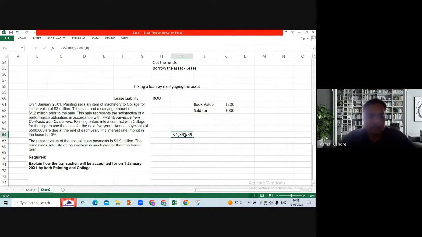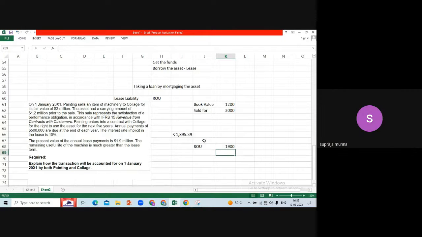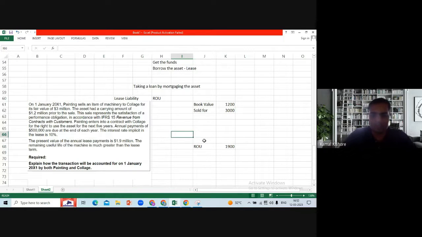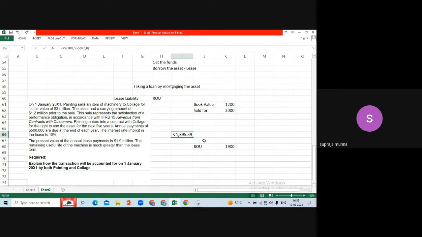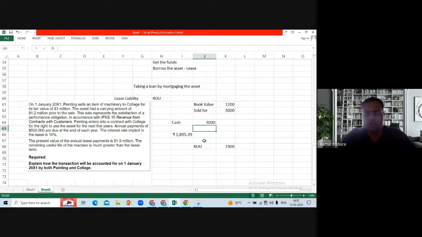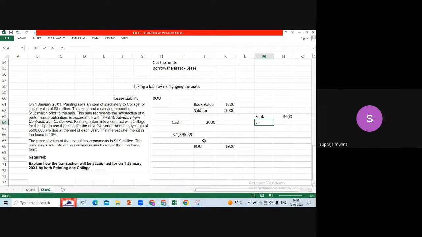So 1,900. If I have to recognize this asset, why? Because I have taken the asset on lease. So if I have to recognize ROU, I will show the ROU at 1,900. Now in terms of cash, the cash that has come is 3,000. How do we account for this cash? The bank account, you will debit 3,000. You will credit the ROU.